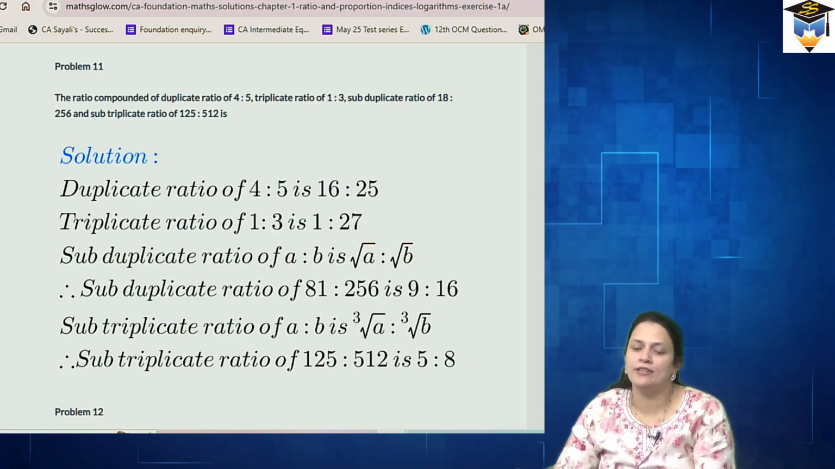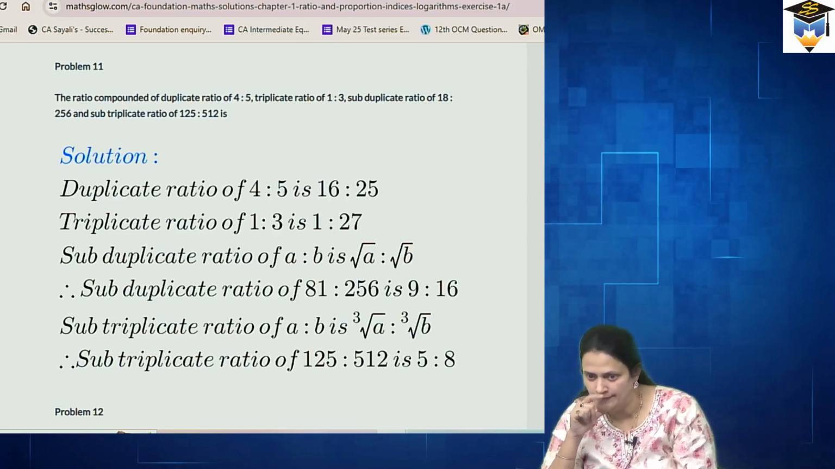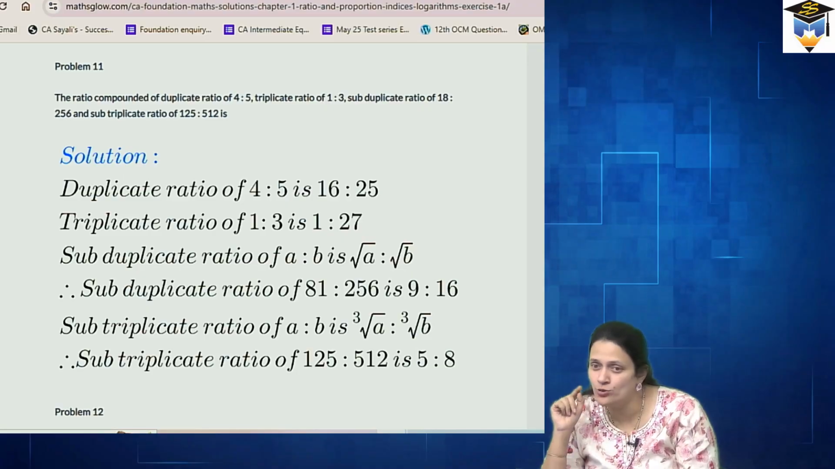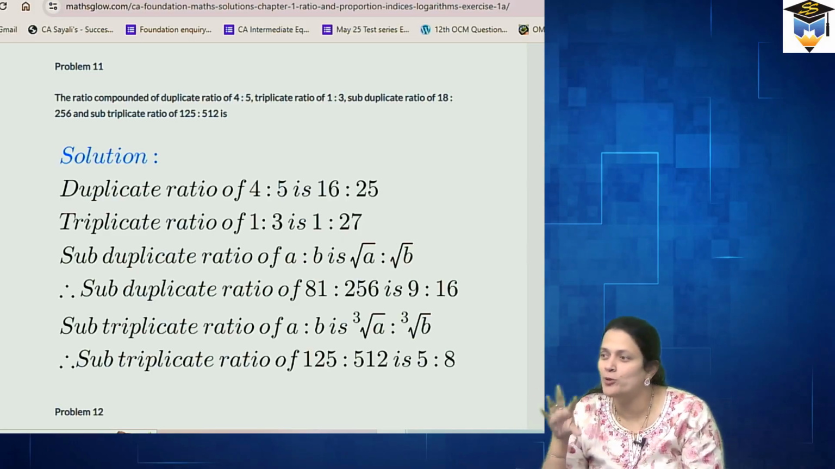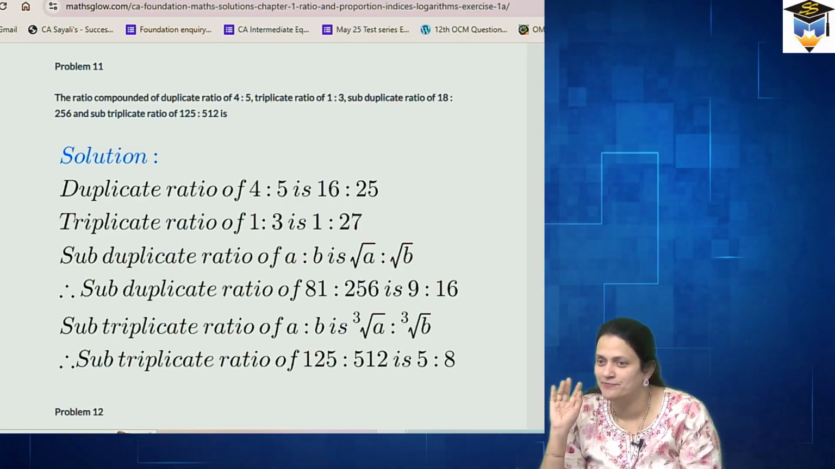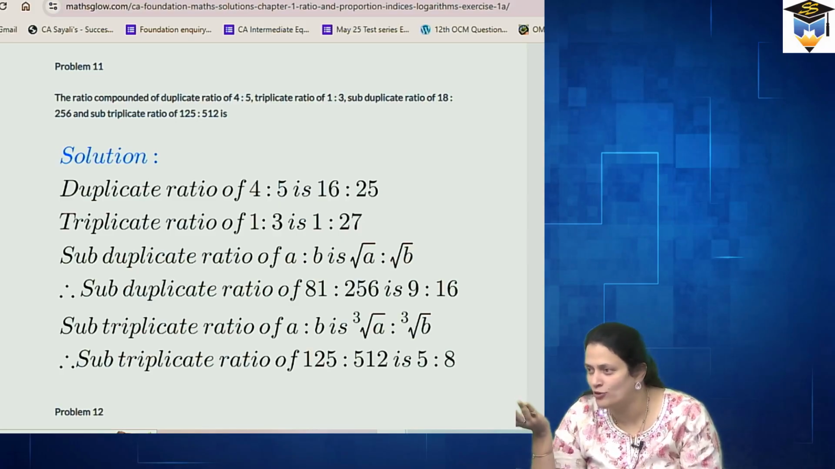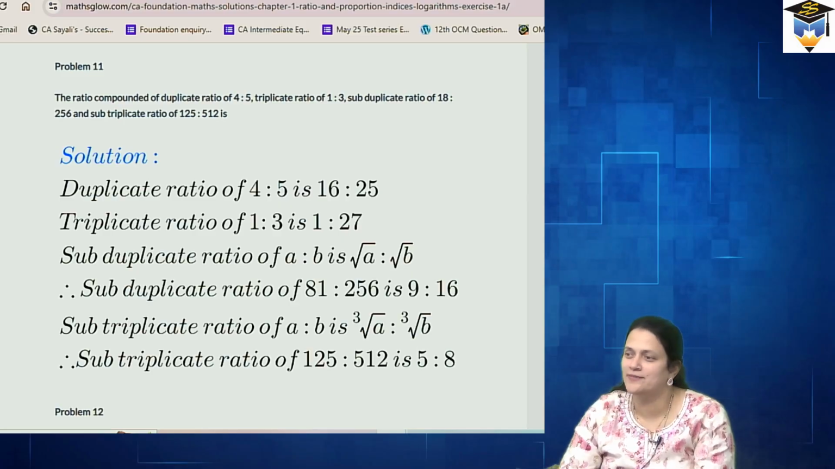Okay, let's do the 11th problem now. That won't be 18, it has to be 81:256. Yes, there is an error in the textbook. So you people will have to memorize the squares of 1 to 20 and the cubes of 1 to 20. You can do it on the calculator, but this is very basic. Correct.